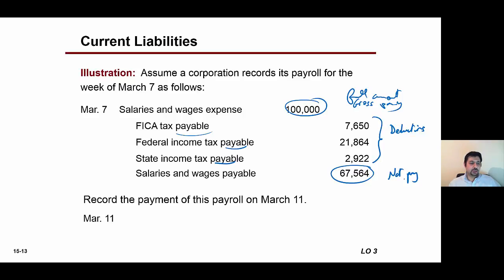On March 11, the company actually makes the payment and sends out the check. The company will debit salaries and wages payable, the net pay, and will credit cash. On this day, the company will actually pay its employees the net pay, which is the amount that will go on the paycheck itself.